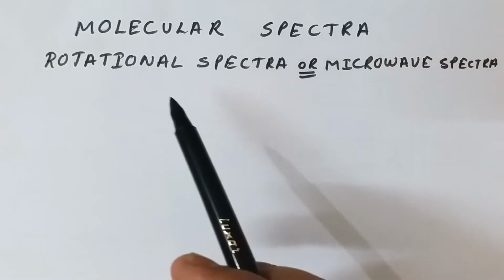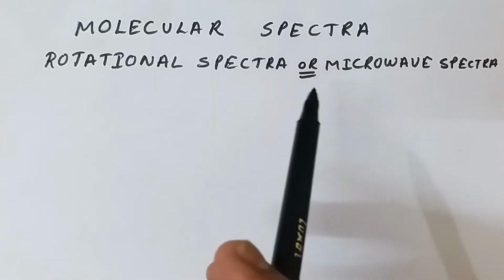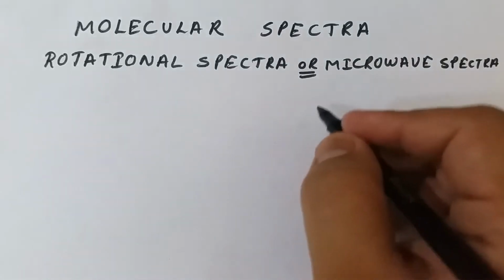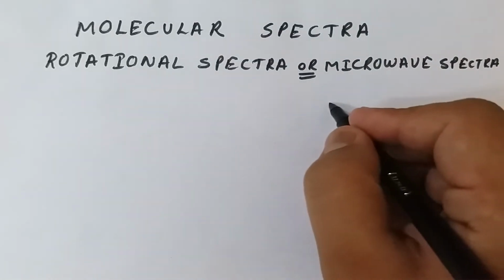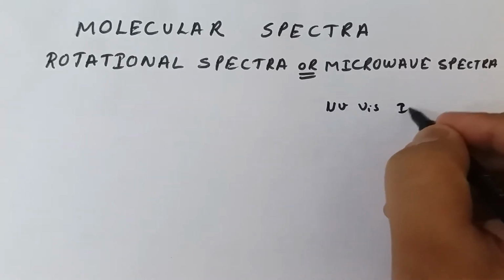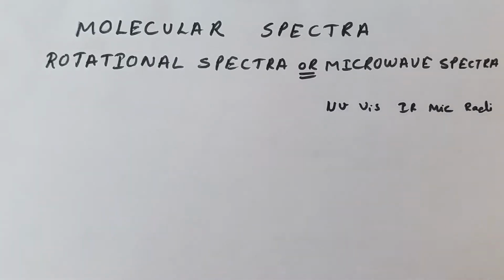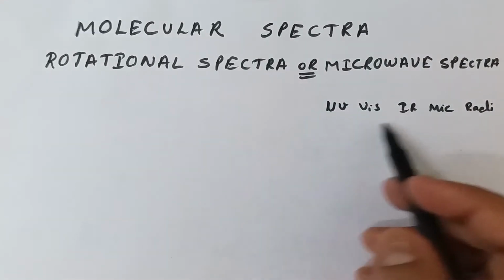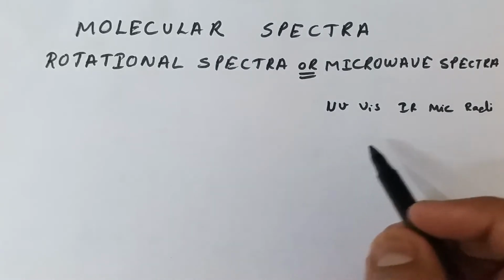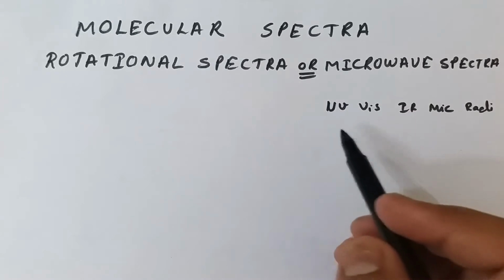And we know that as the frequency increases, the energy of the electromagnetic radiation decreases. When we see the electromagnetic spectrum, with the increase in frequency, we have UV, then visible, then IR, then microwaves, and then radio waves. So as the frequency increases, the energy decreases. Under the heading of molecular spectra, we have rotational spectra, vibrational spectra, and electronic spectra.